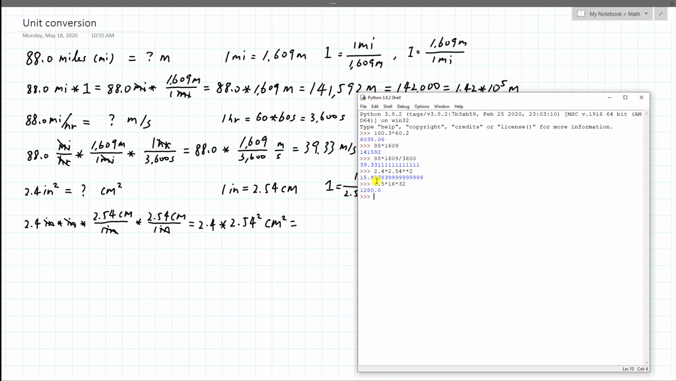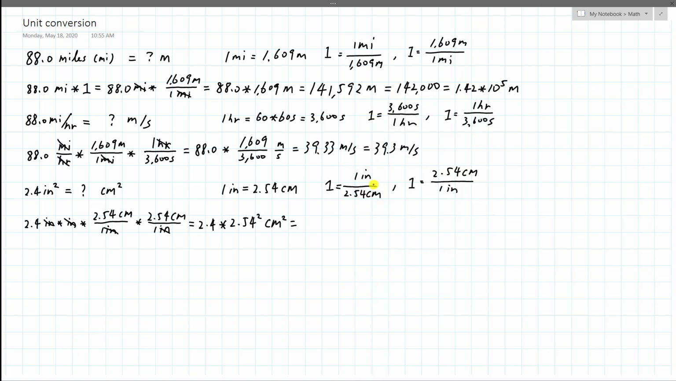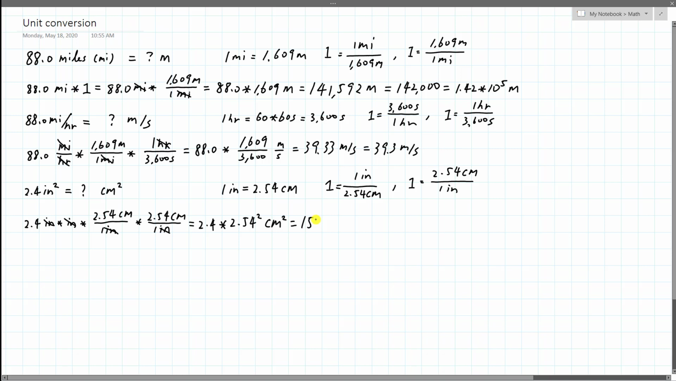15.48. Let's just keep those 15.48. So 15.48 centimeters squared. And I need to round to 2 significant figures, so that means to the ones. And this is a 4, so that drops. So 15 square centimeters. So that's how you convert units if you have squares or even cubes or however many powers of a single unit. You need to have these repeatedly to divide out, right?